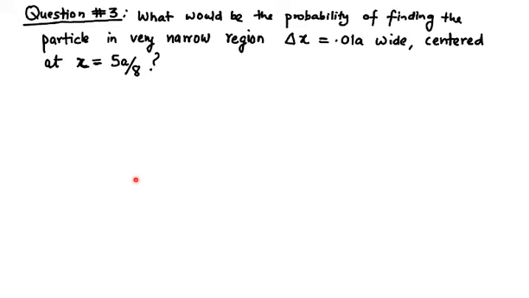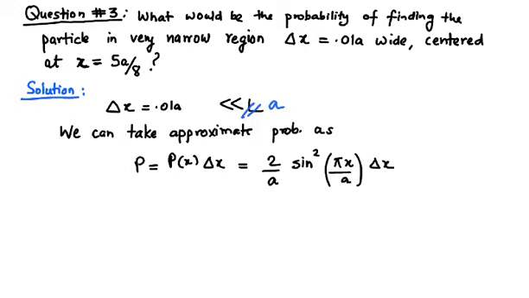Let's look at the third question. What would be the probability of finding the particle in a very narrow region delta x equals 0.01a wide centered at x equals 5a by 8? This small region delta x of 0.01a is much smaller than, actually not L, here we are taking a as the dimension of the box. So this small region delta x is much smaller than the width of the box a.